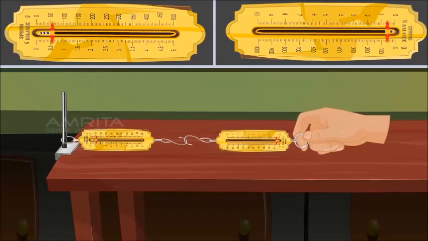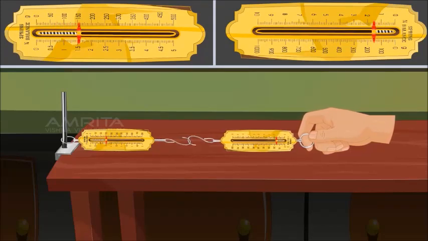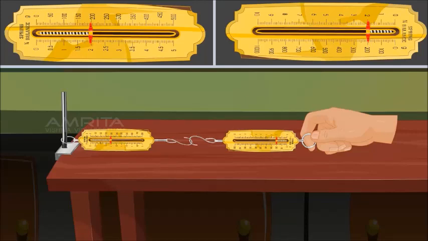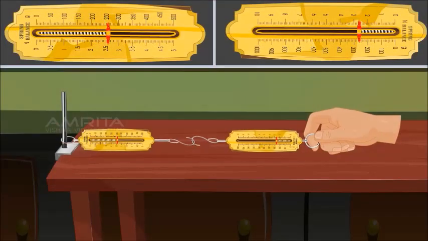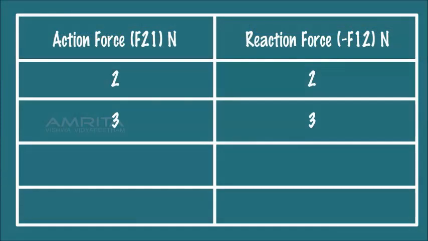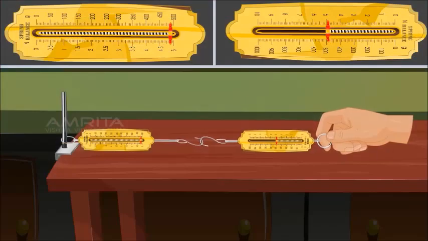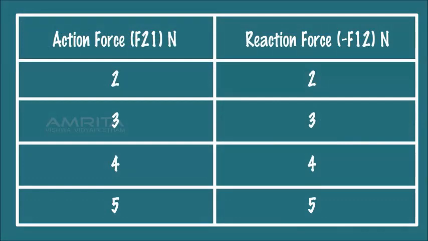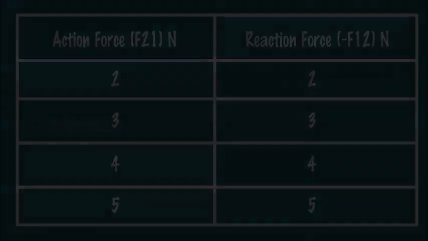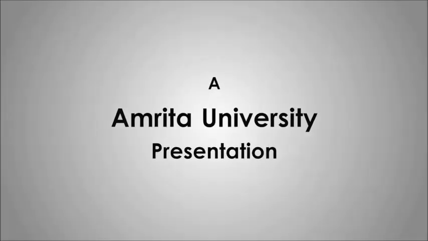Apply a force on the second spring balance. Note the reading of both the spring balances. Force exerted by the second spring balance on the first, that is F21, is the action force. At the same time, the force exerted by the first spring balance on the second, that is minus F12, is the reaction force. Tabulate the observations. Gently increase the force to 3N and note it down in the observation column. Repeat the experiment for 4N and 5N. Tabulate the observations. It is observed that both action force F21 and reaction force minus F12 are equal and opposite. So F21 is equal to minus F12. Hence, Newton's third law is verified.